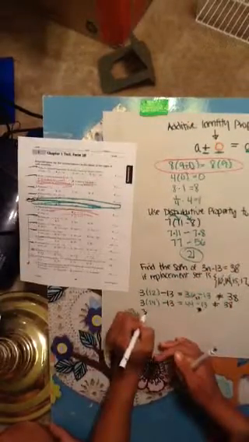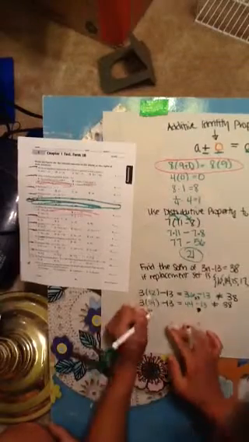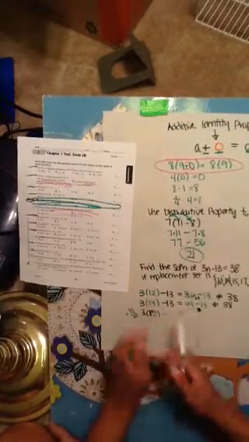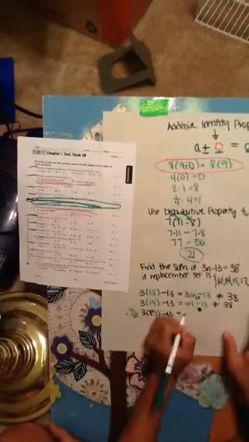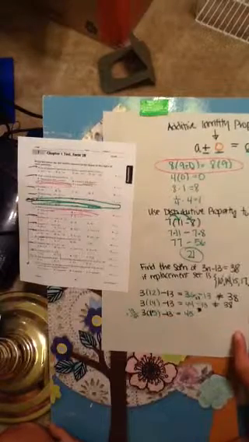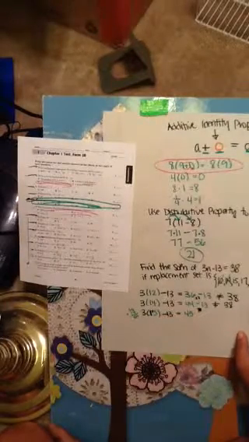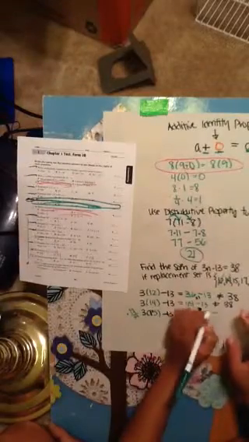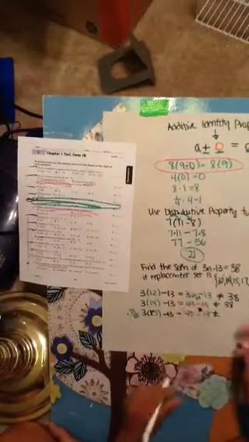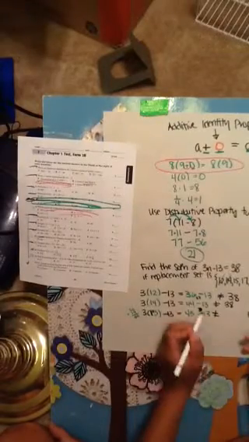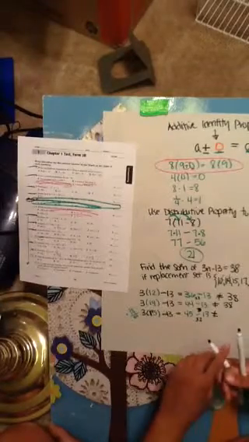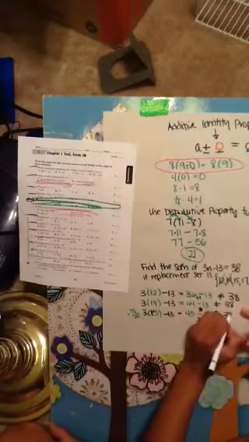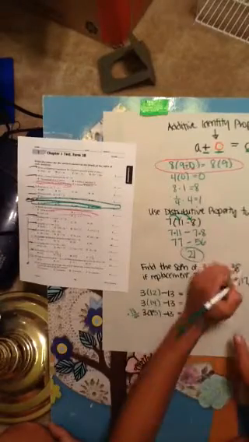Try 15. 3 times 15 minus 13 equals, 3 times 15 is 45. Minus 13. Sorry, blanked out there for a second. 45 minus 13, that's going to be 32, which is not 38. You just keep going through it. We're getting close. We don't have very many options left.